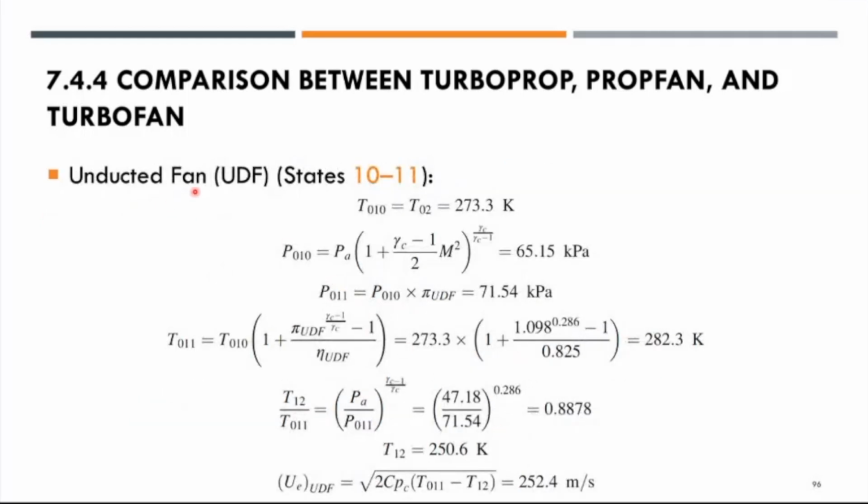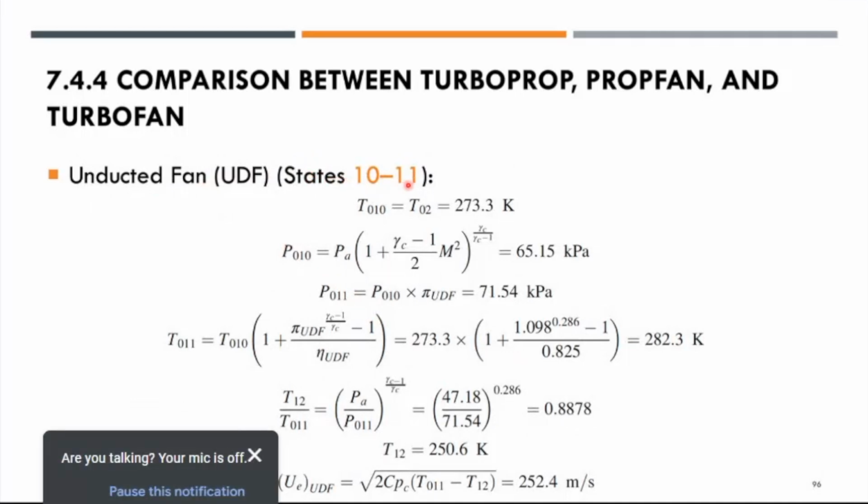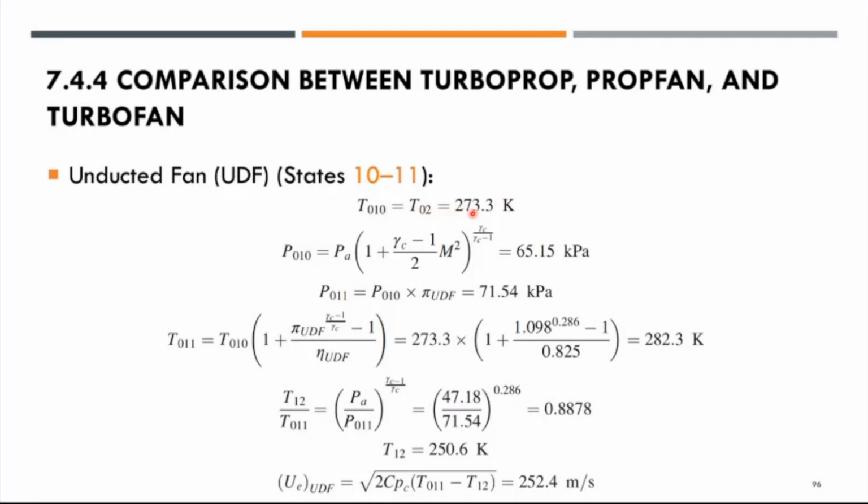Moving into the unducted fan, UDF, state 10 to 11. T10 equals T2, which is 273.3 Kelvin. You then immediately get P10 to be 65.15 kilopascal and P11 to be 71.54 kilopascal.